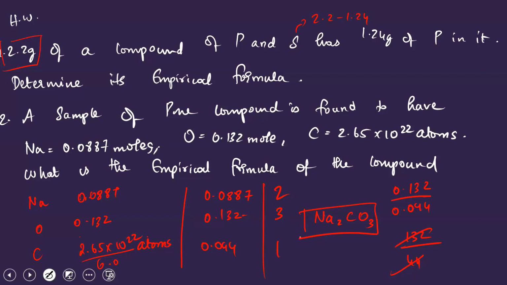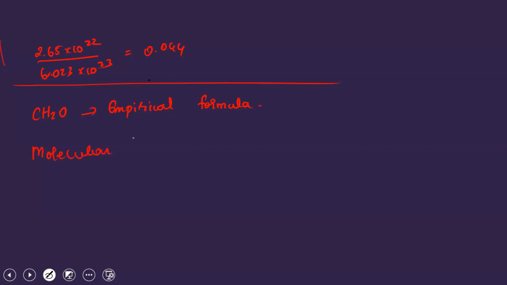Is that clear? Clear for all of you? Okay. Suppose the empirical formula of a compound is CH2O. This you have found out by doing this method. Now, I've got the empirical formula, but what I need is the molecular formula. So how do you find out the molecular formula? I have given you the molecular formula mass. Molecular formula mass is 180 grams. My simple question is, what is the molecular formula?